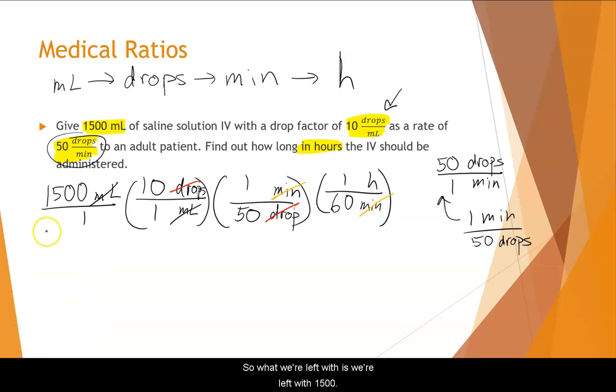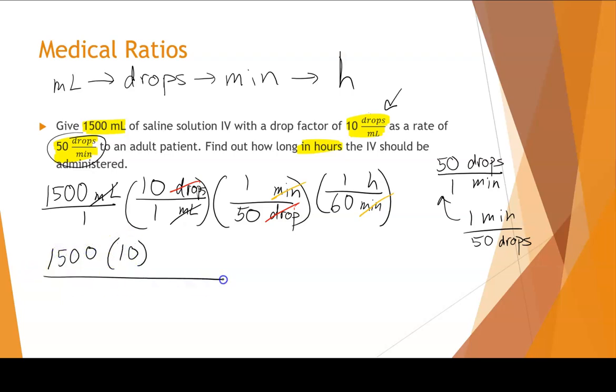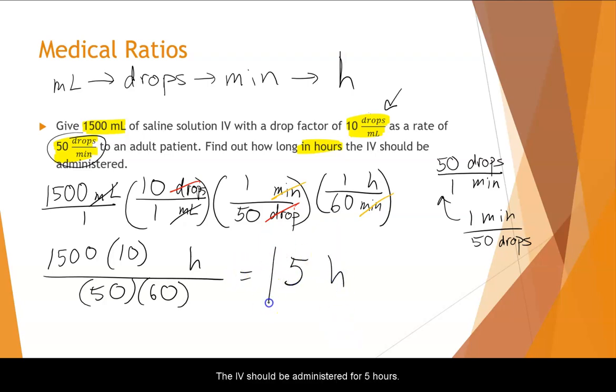So what we're left with is 1,500 times 10 divided by 50, also divided by 60. And this ends up just being in hours. So multiplying this all out, 1,500 times 10 divided by 50 times 60, we get 5. The IV should be administered for 5 hours.